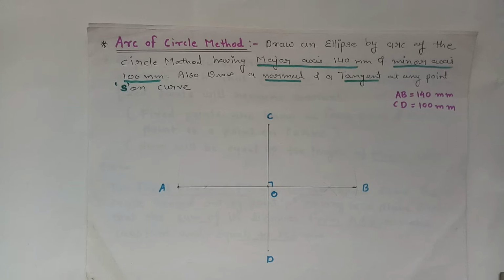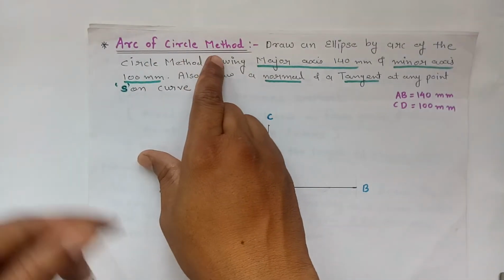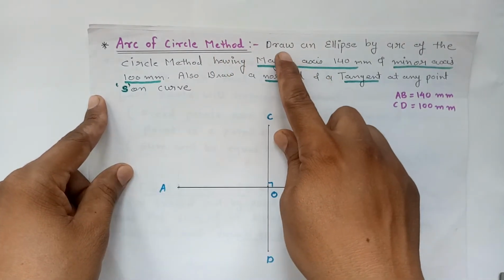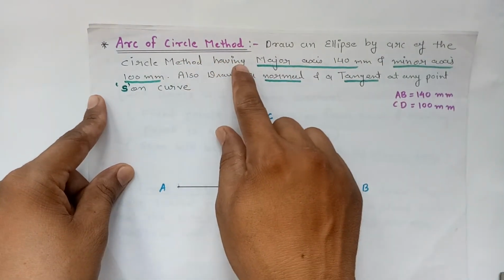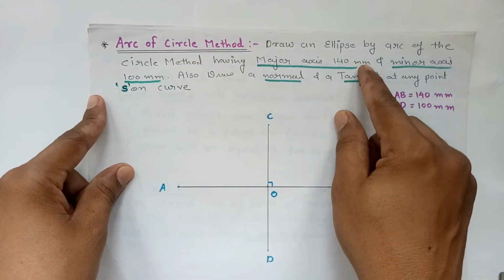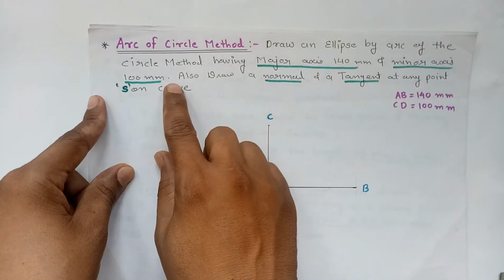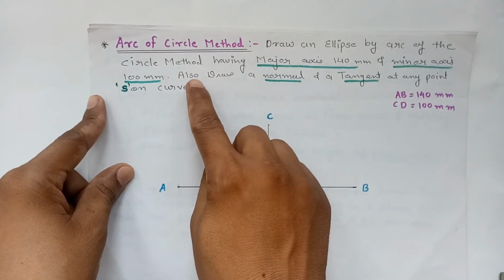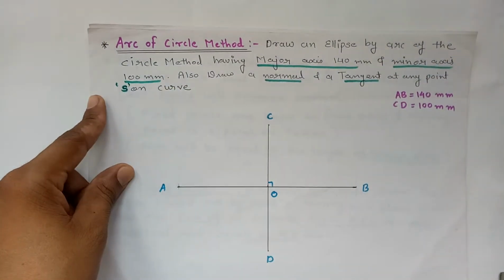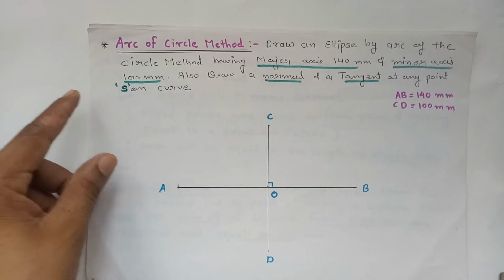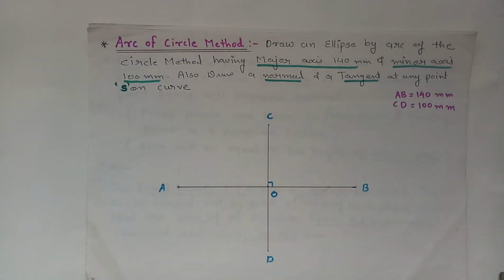Now we are going to explain different methods to draw an ellipse. Here is the first method to draw an ellipse, which is the arc of the circle method. The question is like this: draw an ellipse by arc of the circle method having major axis 140 mm and minor axis 100 mm. After drawing the curve, also draw a normal and tangent at any point on the curve.